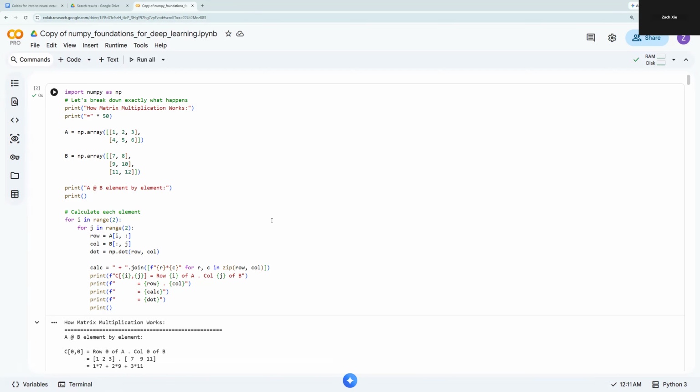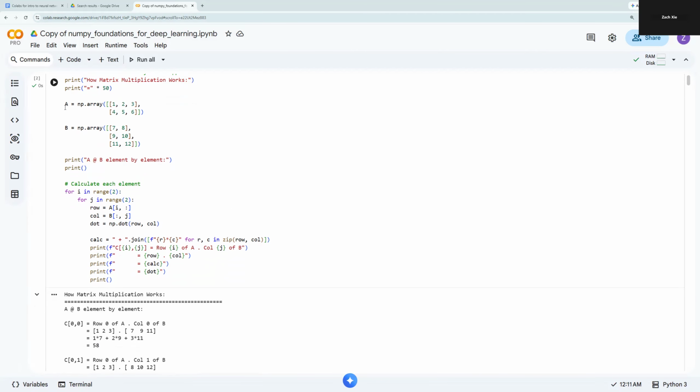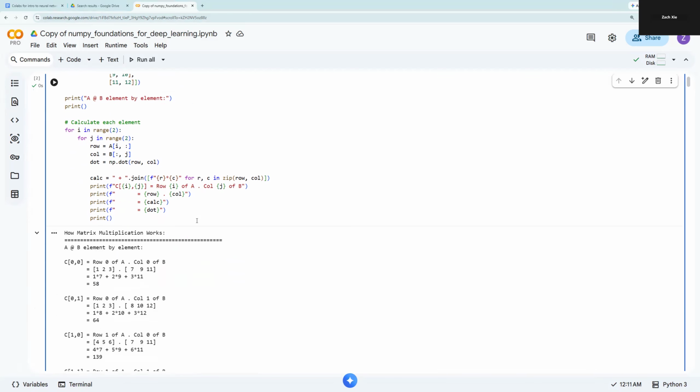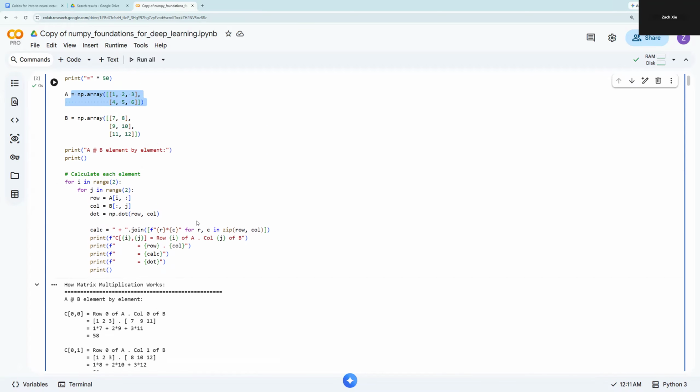So here we have a rundown of the Colab notebook for all the NumPy foundations for deep learning. Most importantly are the fundamental operations on matrices. So NumPy has matrix support. You declare the matrices as NP arrays, and there are built-in operations for dot products and also element-wise multiplication.